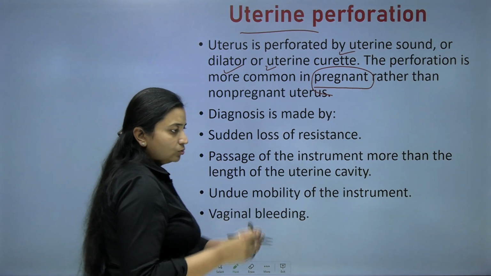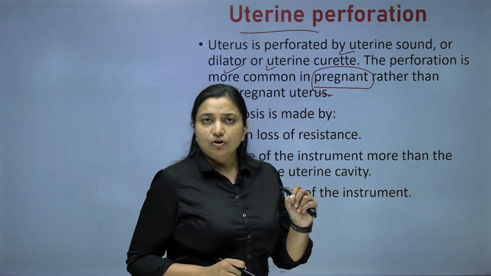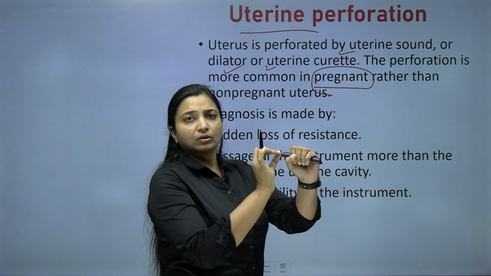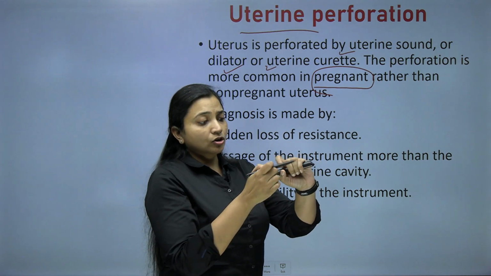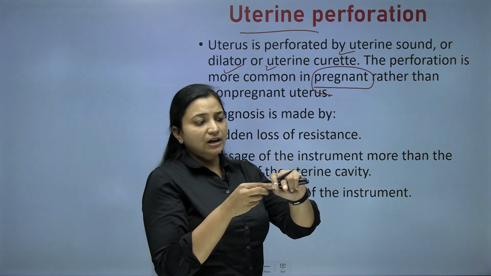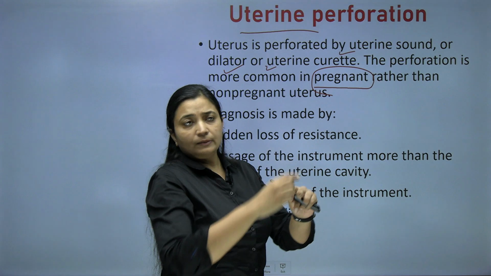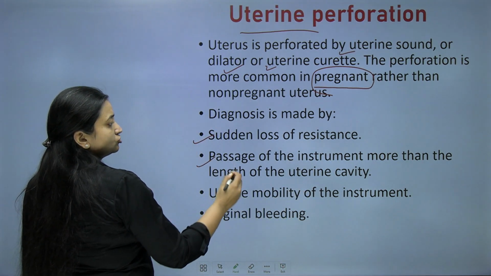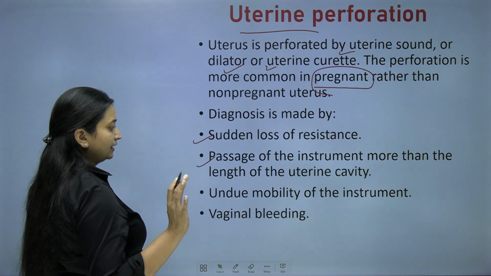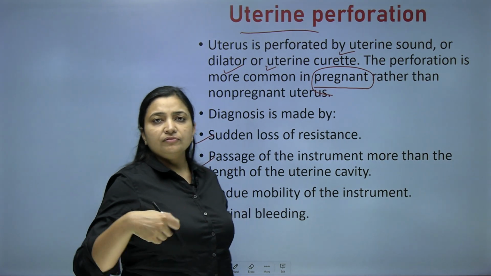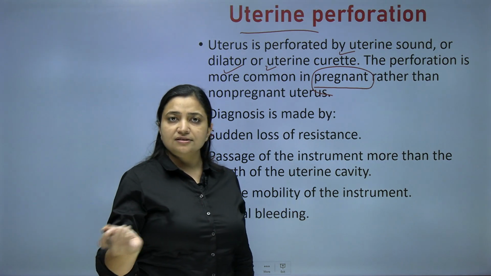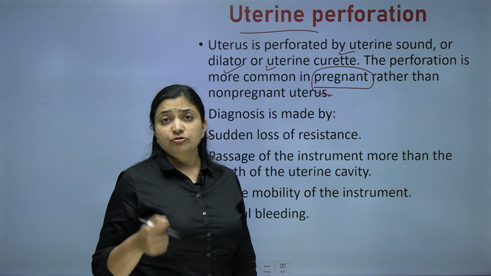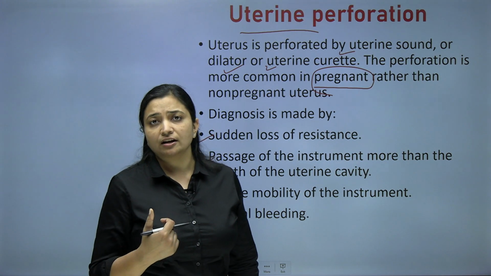What happens? How do you know? You are performing the procedure and there is sudden loss of resistance. You put something inside and oh, it has gone inside. Your uterocervical length was only this much and your instrument is going deep inside. So sudden loss of resistance, passage of the instrument more than the length of the cavity, undue mobility of the instrument. You can go like this everywhere. So you are in an open space. And then in some cases, if you are through some vessel, then torrential vaginal bleeding can ensue.